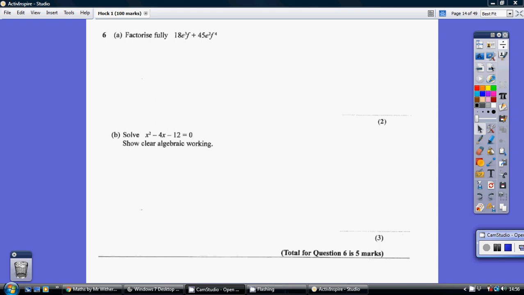Question 6. So we've got to factorize fully. Now factorizing means we have to pop the brackets in, and fully is just reminding us that we're going to be taking more than one bit out of the bracket. So it's going to be a number and a letter, or a number and a couple of letters. Now we've only got a couple of terms here, so we're just going to be having a single bracket.